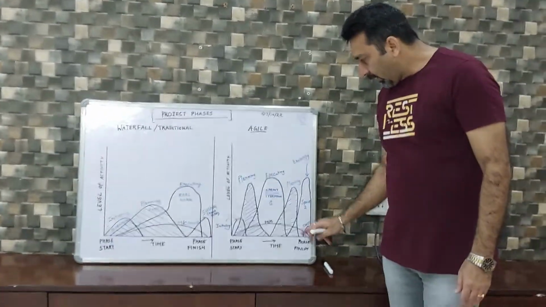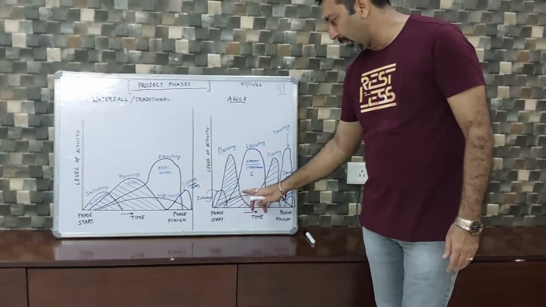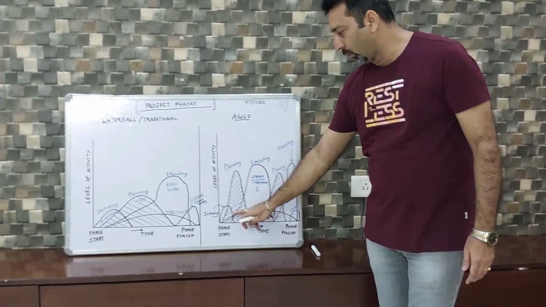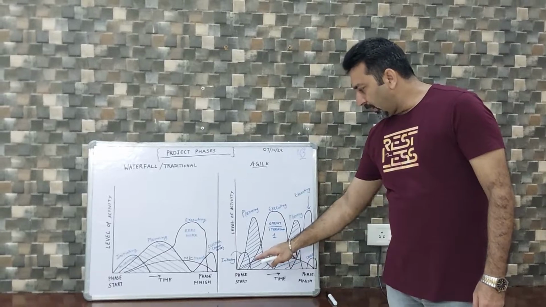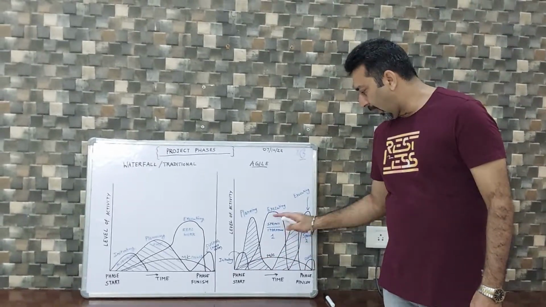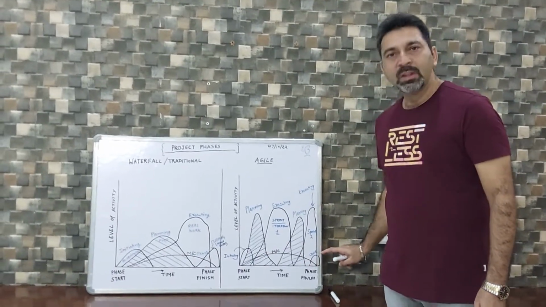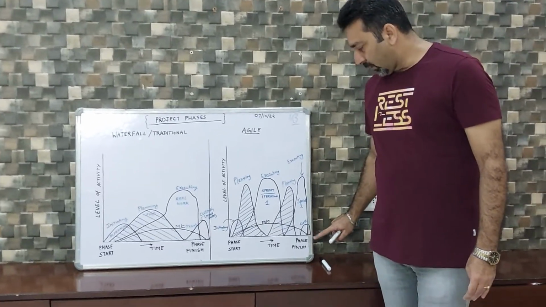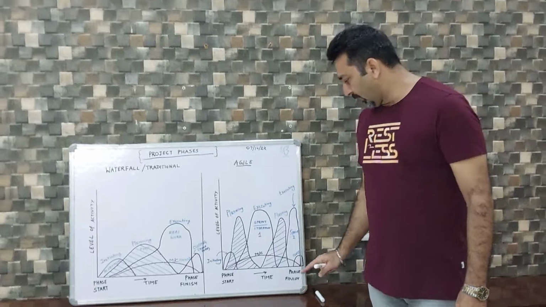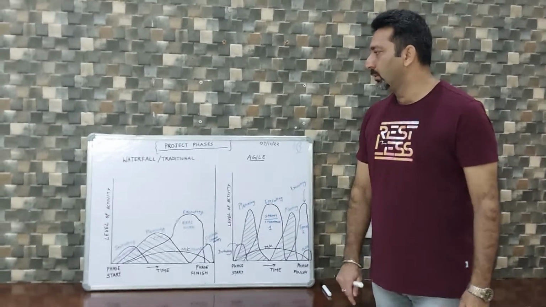And the dominating area is monitoring and control. We check whether we are doing whatever we have decided as per the planning or not. And the last step is the closing area. In this we close the product and give it to production. And this is all about the two methodologies.